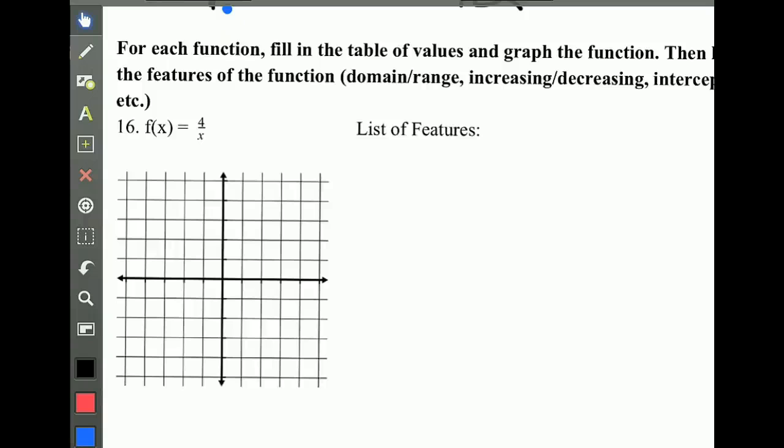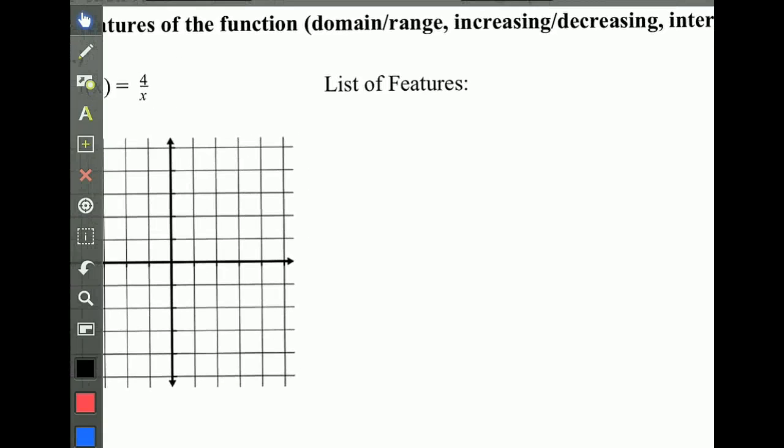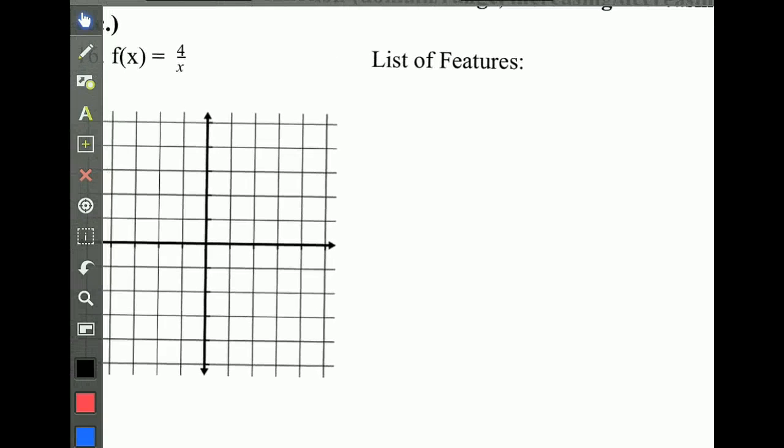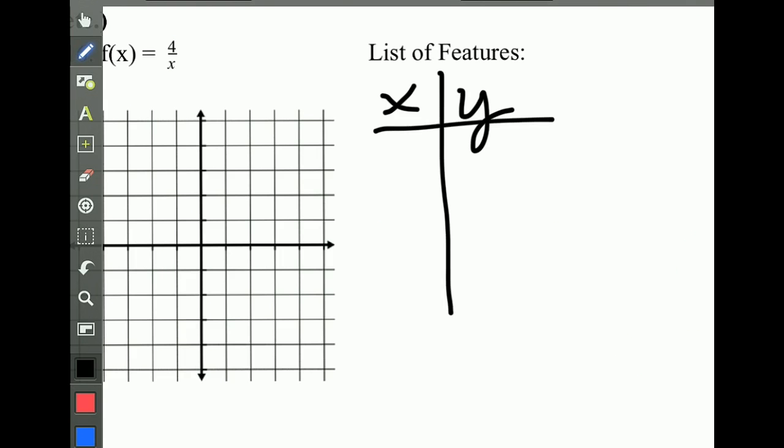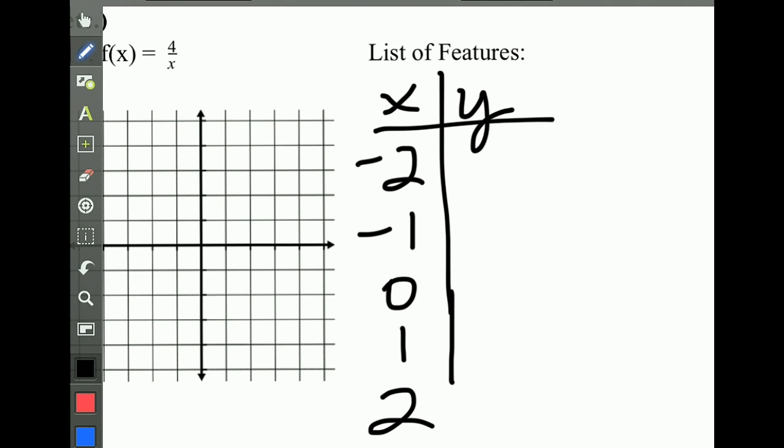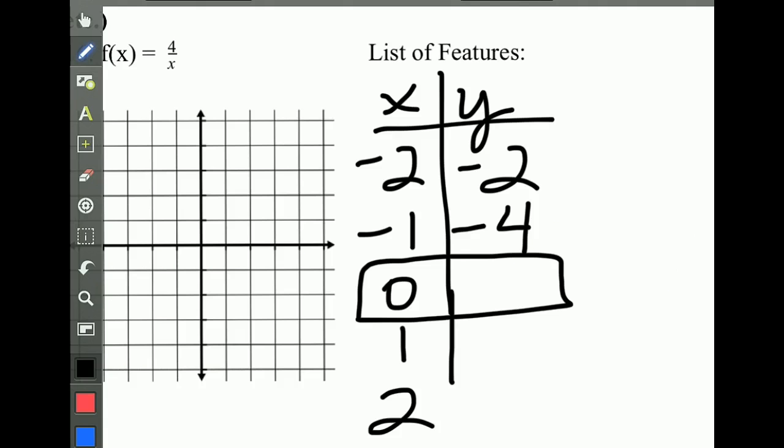Let's do the same thing for number 16. Do a quick table of values and let's see what happens there. You have the same function, the only difference is the number on top is changed to a 4. So let's go -2, -1, 0, 1, 2. 4 over -2 is -2. 4 over -1 is -4. 4 over 0 is undefined. This is our asymptote right here. 4 over 1 is 4, and 4 over 2 is 2.